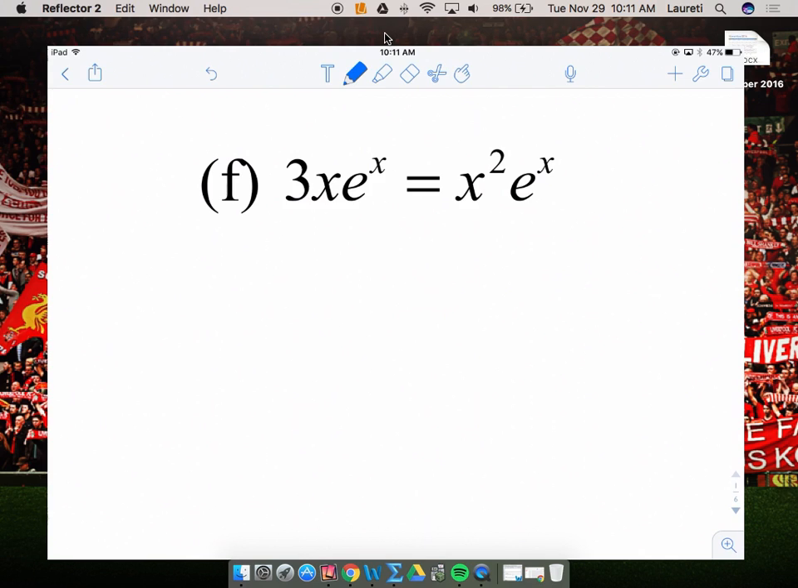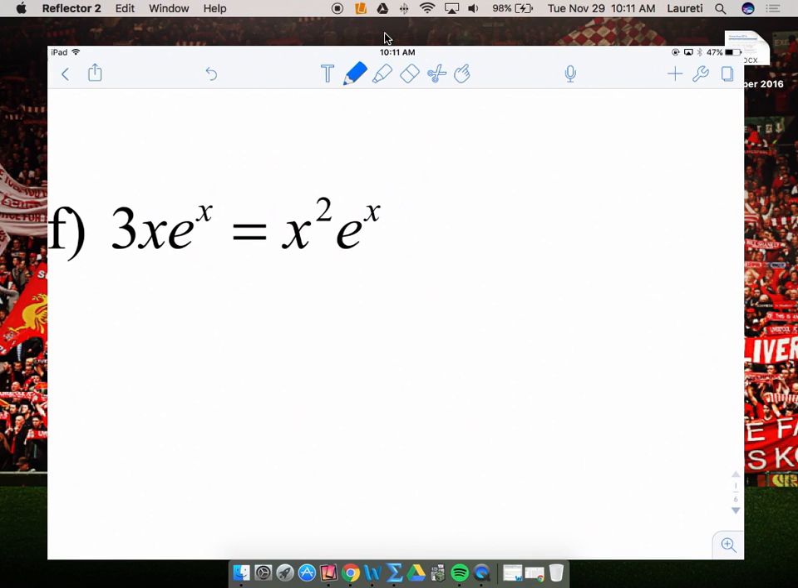Okay. All right, so I see that I have an x on both sides. I have an e to the x on both sides. So what this maybe looks similar to is if you had, say, 3 to the x equals x squared, right? How would you solve that from algebra 1? Not even that. Even easier than that.